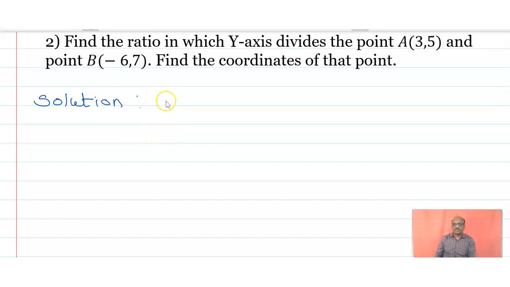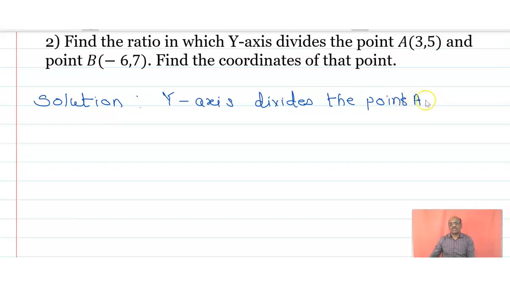Now here y-axis divides the point A 3, 5 and B minus 6, 7 in some ratio. Okay.